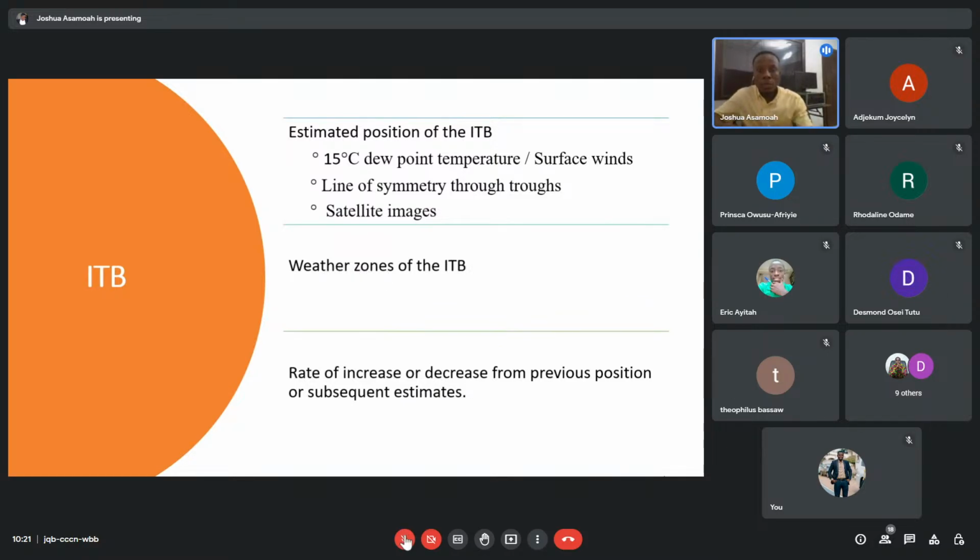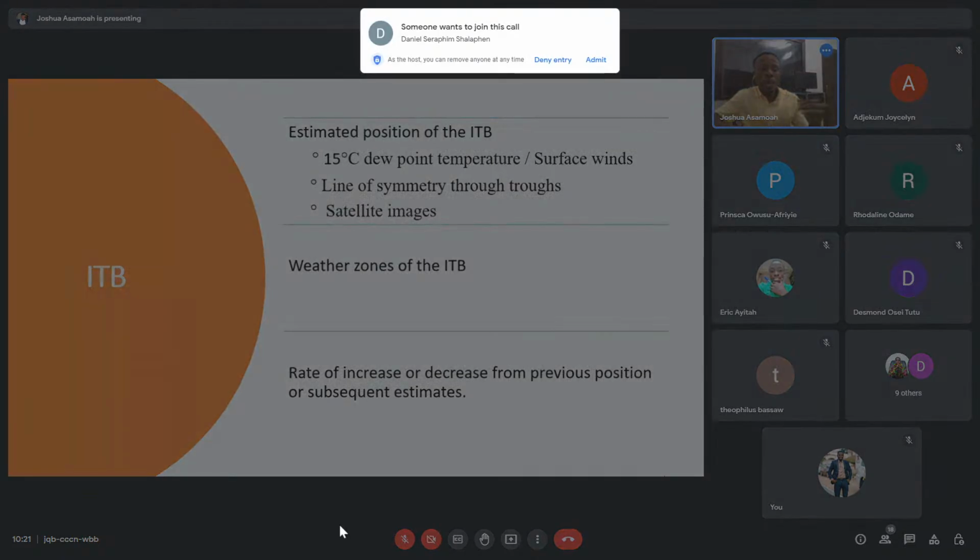Another thing is the satellite image, how to use the satellite to determine positions of the ITB. Areas to the north of the ITB will have very dry weather conditions. Areas to the south will have active weather happening. And so if we have a satellite image and we're seeing that rainstorms or cloud formations are towards a particular area, you can have your ITB just above the area where the clouds or the storms are building. And then areas to the north of that will just be your dry areas. And so you can use satellite images to tell where ITB will also be located.